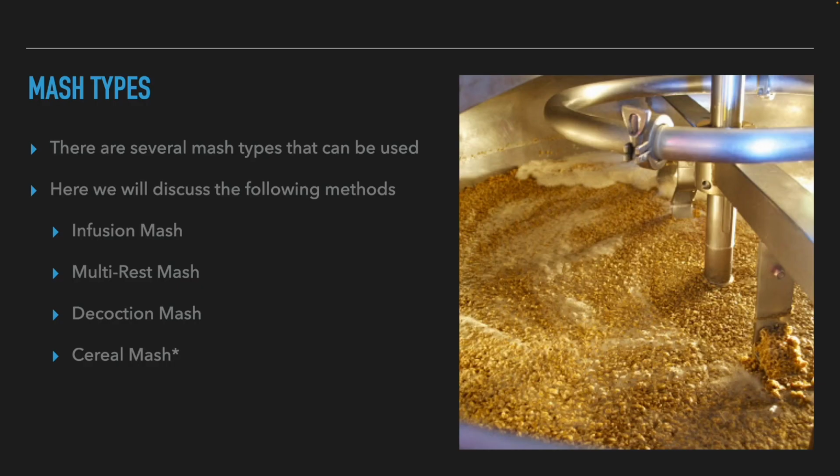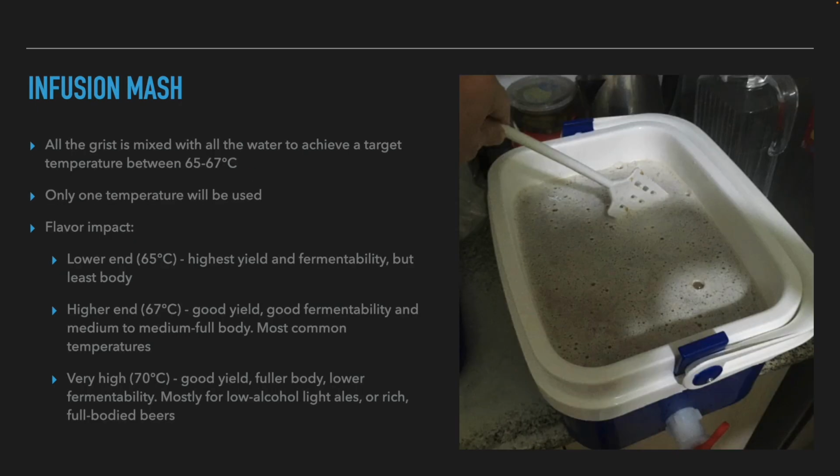There are many methods to perform a mash, but in this course we will discuss the following methods: infusion mash, multi-rest mash or step mash, decoction mash, and the last one that is not really a mash, called serial mash. We will start with infusion mash. In this method, all the grist is mixed with all the water to achieve a target temperature between 65 to 67 degrees Celsius. In this method, only one temperature is used.